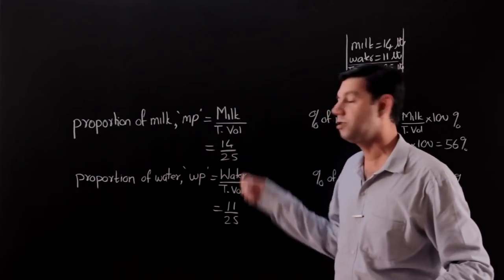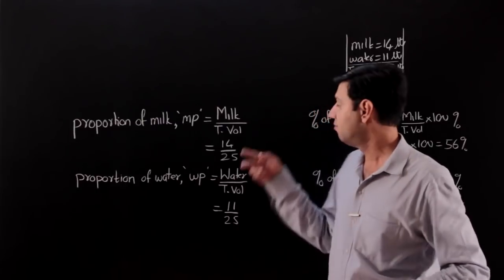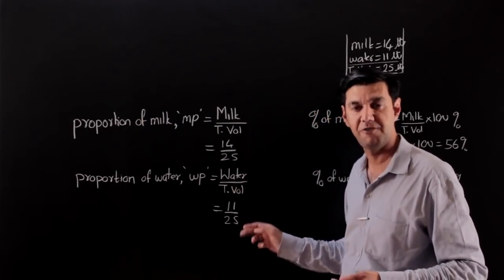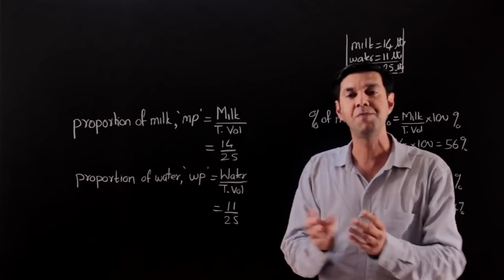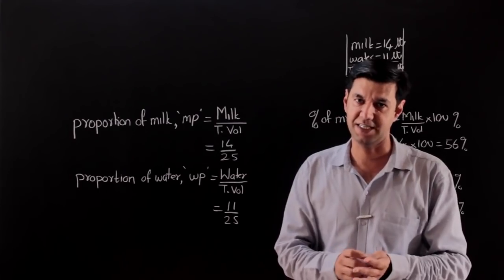Similarly, the proportions also have to add up to 1, the complete solution. What fraction is milk? 14 by 25. What fraction is water? 11 by 25. What fraction is the two together? 14 by 25 plus 11 by 25, which will be 1. That is a full mixture as such, right?